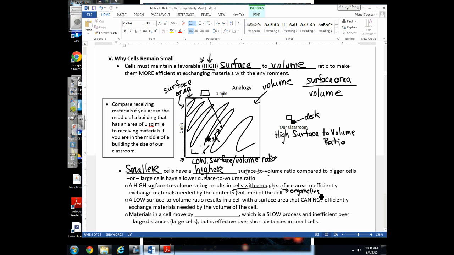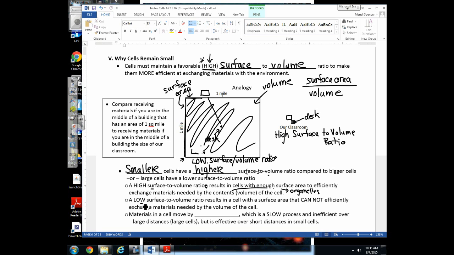In the cytoplasm, there's reactions that need to take place. So the cell needs certain molecules brought in so that these reactions can take place. And all of these molecules needed by the cell have to be brought in through the surface area, through the cell membrane. A big cell with a low surface to volume ratio cannot effectively exchange materials that are needed by all the contents of the cell.